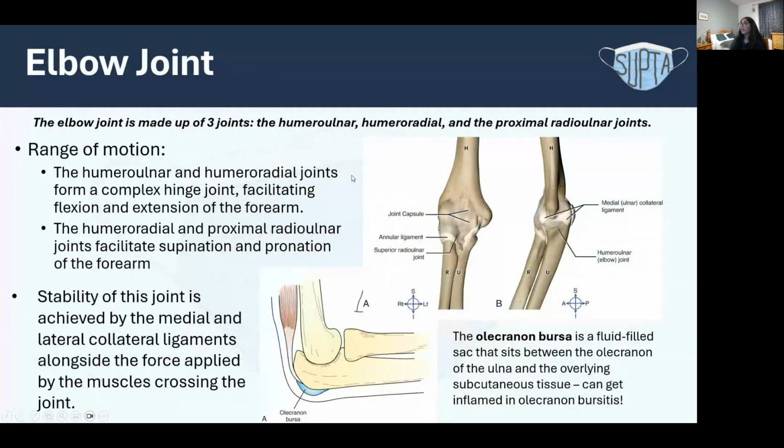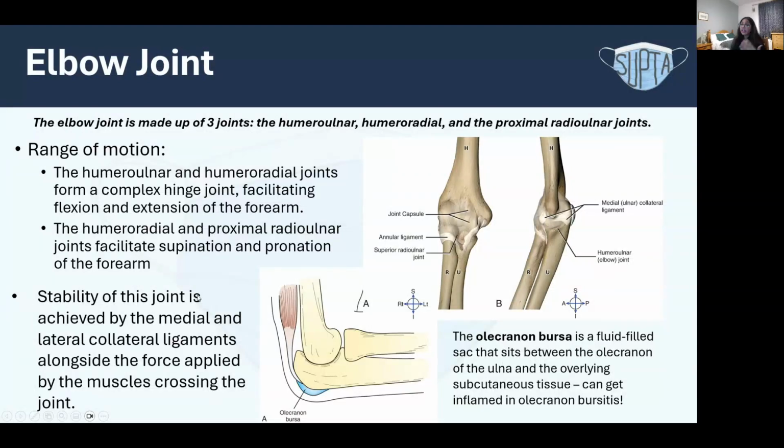Okay. Now, elbow joint. Like the shoulder joint, which was simply the glenohumeral joint, our elbow joint is made up of three joints. It's the humero-ulnar, humero-radial, and the proximal radio-ulnar joints. Okay, so the elbow joint is essentially like a complex hinge joint, so it allows for flexion and extension. But when you think of the humeroradial and the proximal radio-ulnar joints, it also allows for supination and pronation of the forearm.